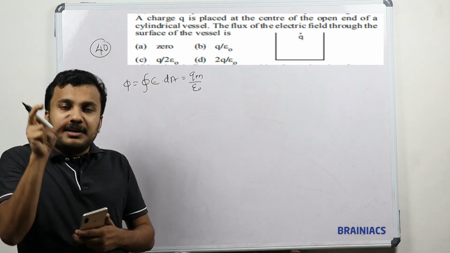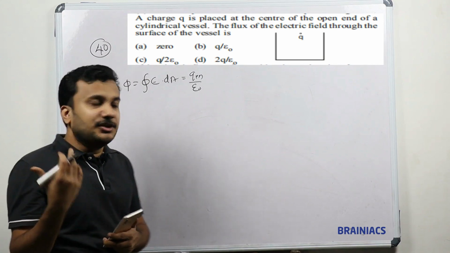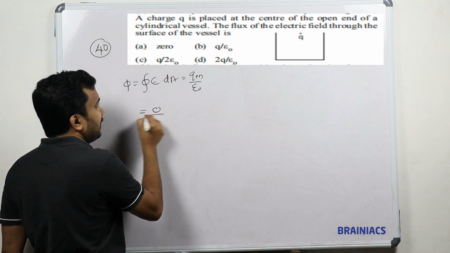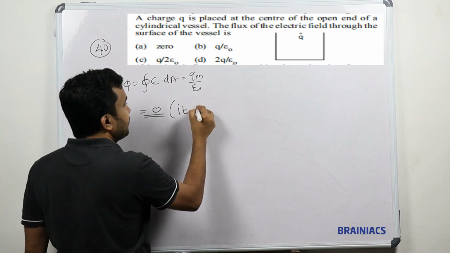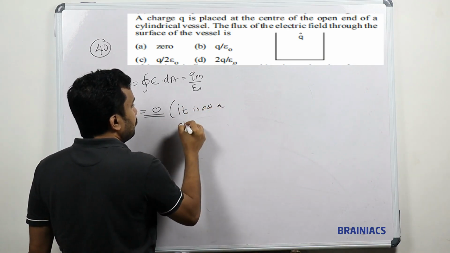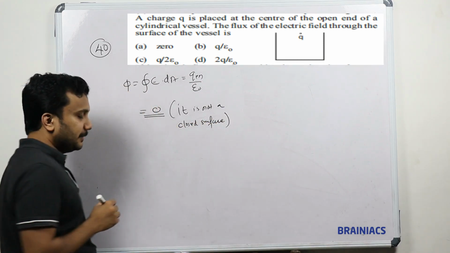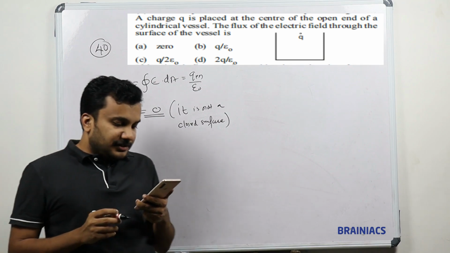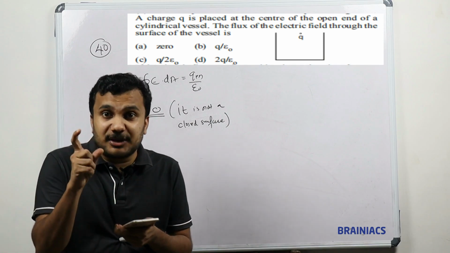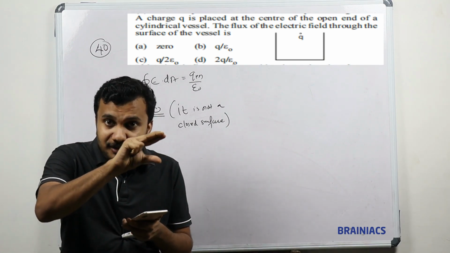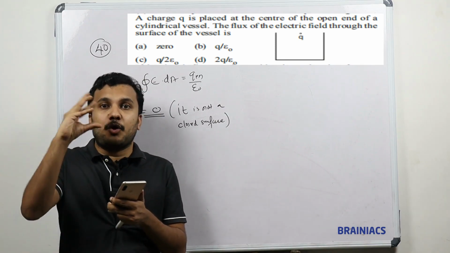It is already given that it is a cylindrical surface, and that cylindrical surface is an open surface. So flux will be equal to 0, because it is not a closed surface. If the question is asking about the flux of the electric field through the surface of the vessel, with respect to the vessel alone, then flux will be equal to 0 because it is an open surface.